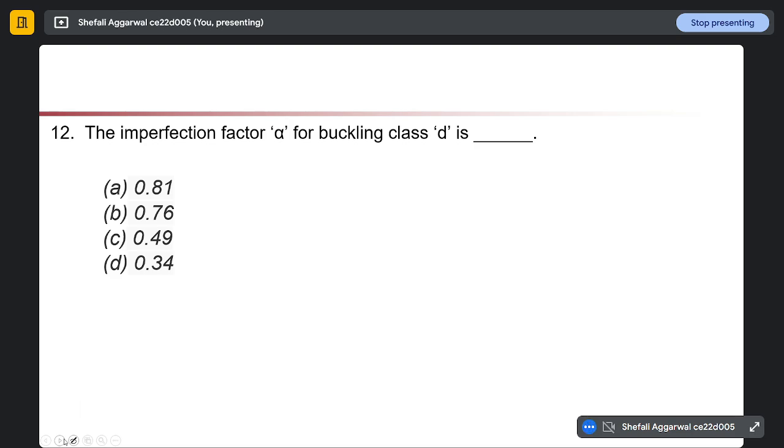First question: the imperfection factor alpha for buckling class D is given by.